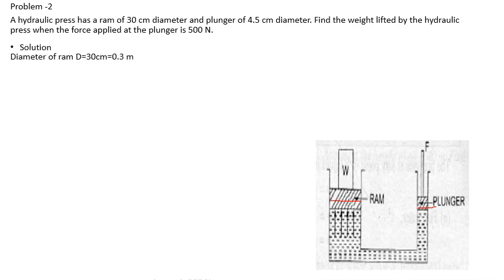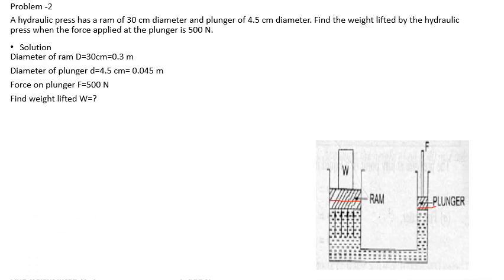So now given data: diameter of ram, capital D is equal to 30 centimeter is equal to 0.3 meter. Diameter of the plunger, small d is equal to 4.5 centimeter is equal to 0.045 meter. The force on plunger, F is equal to 500 Newton. Find weight lifted, that is W is equal to how much. So how much weight may be lifted by applying the 500 Newtons of force onto the plunger.